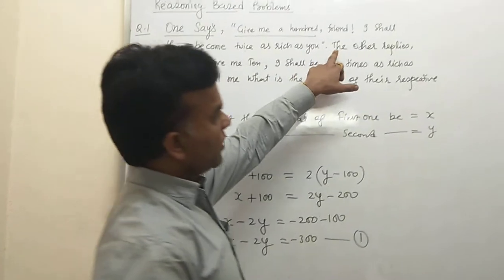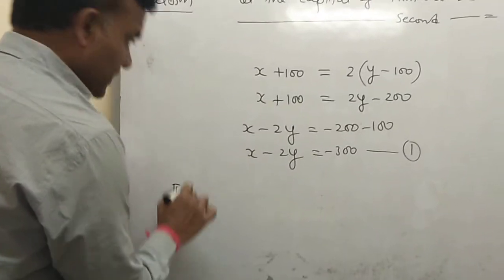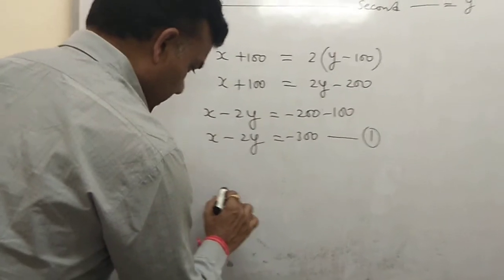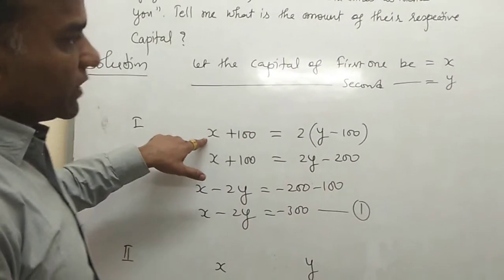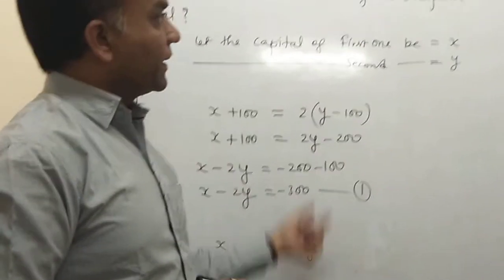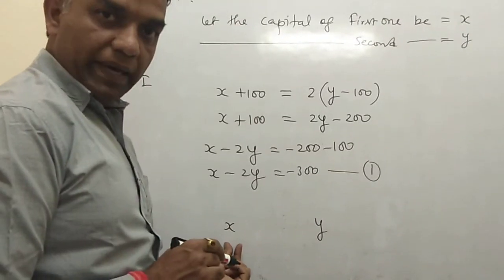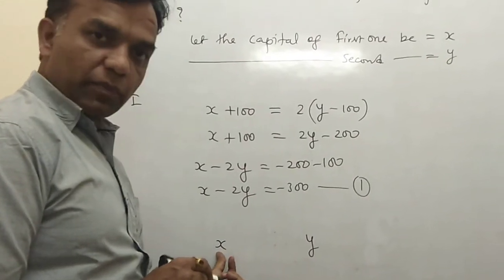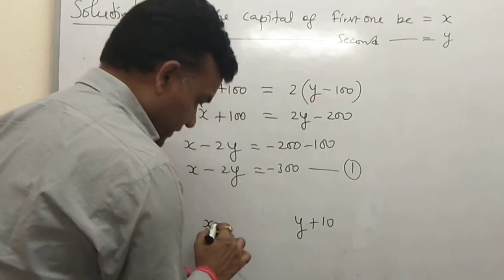The second condition is what? The other replies. It means now the second situation. The first situation is done, and now you start working on the second situation, like you have x and y again. Write them down. The other replies, it means the reply by y. So if you give me 10, like here calling y, if you give me the x, it means x gives 10 rupees to y. So here 10 is added and here 10 subtracted.